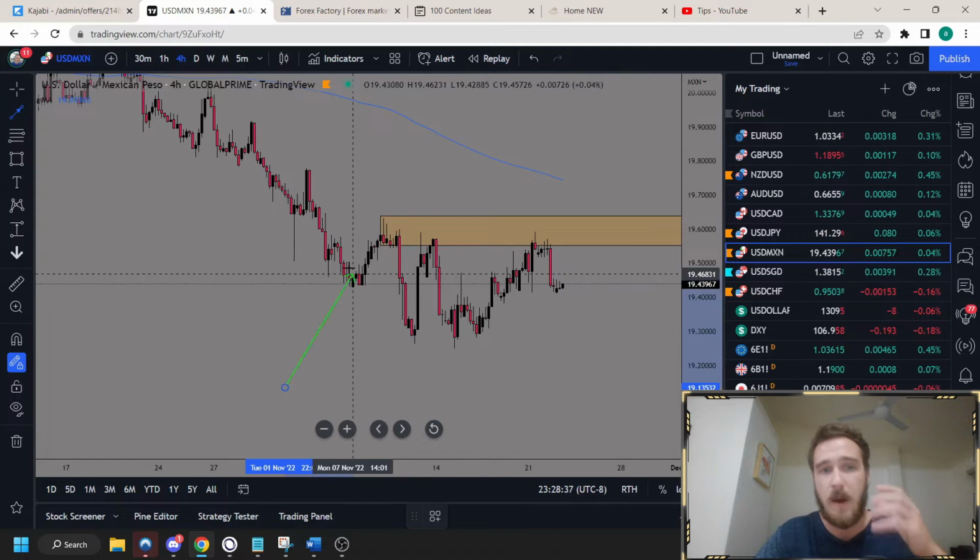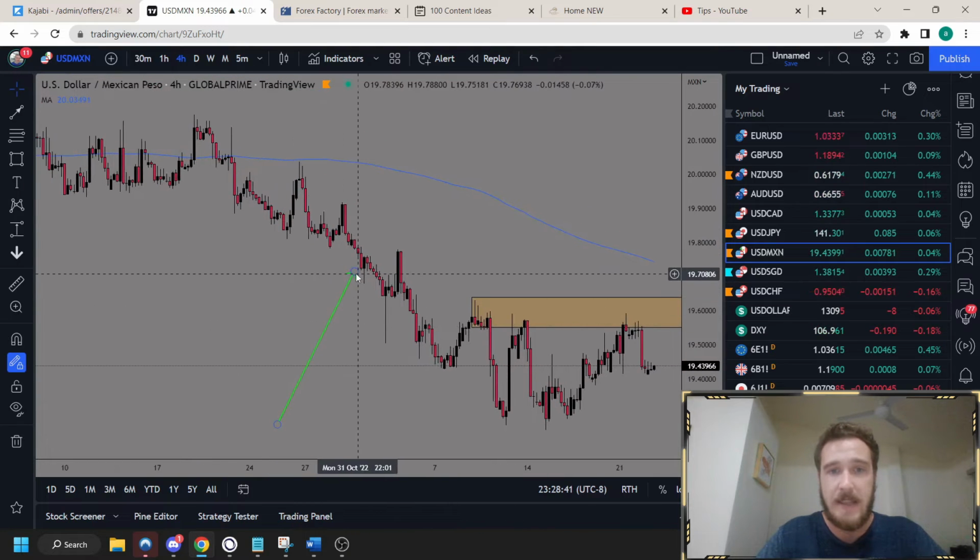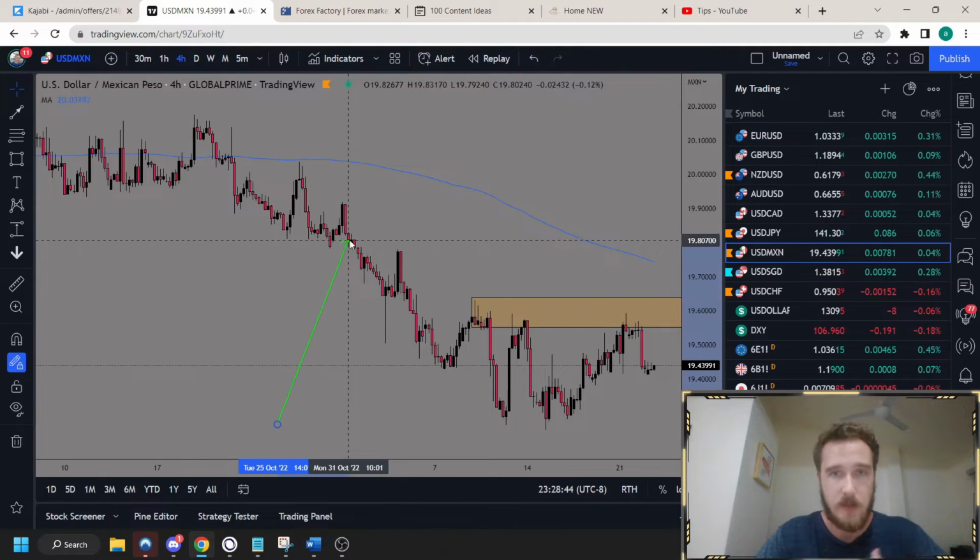That's what we want. We don't want price like here. See how it's grinding down? We don't want that. That does not tell us that there are a lot of sellers coming into the market. If there is a significant imbalance between buyers and sellers, don't you think that there would be a strong move to the upside or downside?